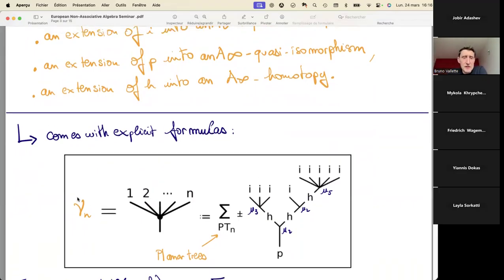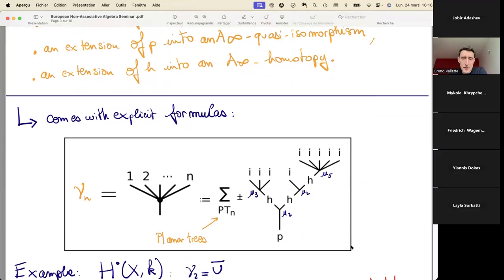So what is the shape of the transferred structure? You take the sum over all planar trees with n inputs. You take n elements in H, you apply I to go from H to A. Then you alternate a product and a contracting homotopy, a product, and so on. So I, product, H, product, H, product. And in the end, when you have just one element remaining, you come back to H with P. Trust me, it works.